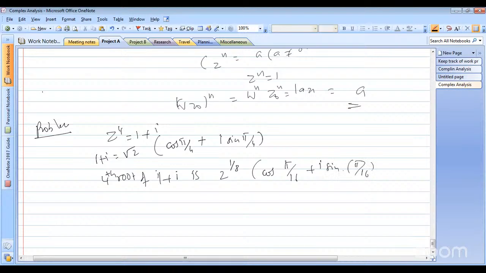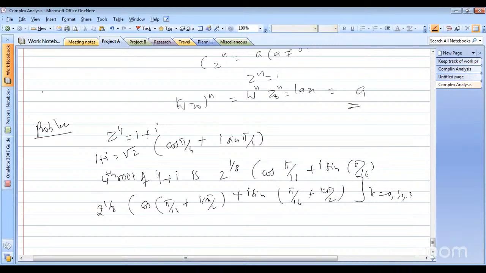So we can write 2^(1/8) [cos(π/16 + kπ/2) + i sin(π/16 + kπ/2)], where k = 0, 1, 2, 3. Fine. So therefore we find all the values.